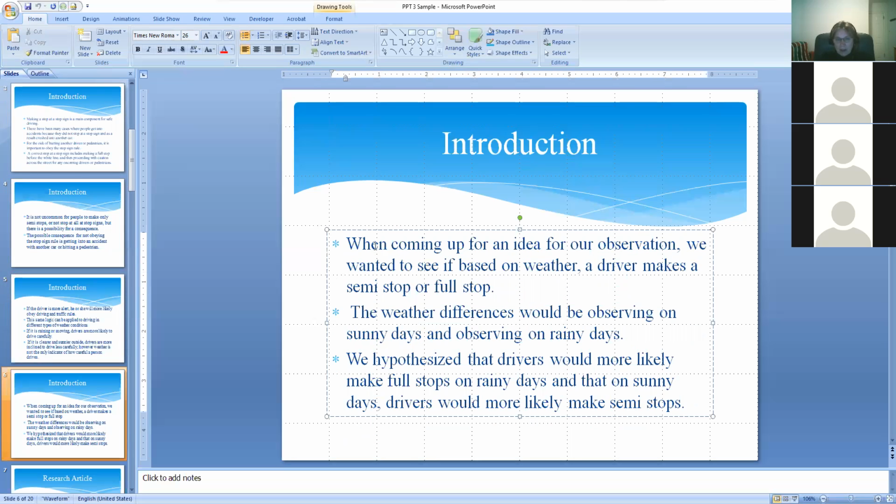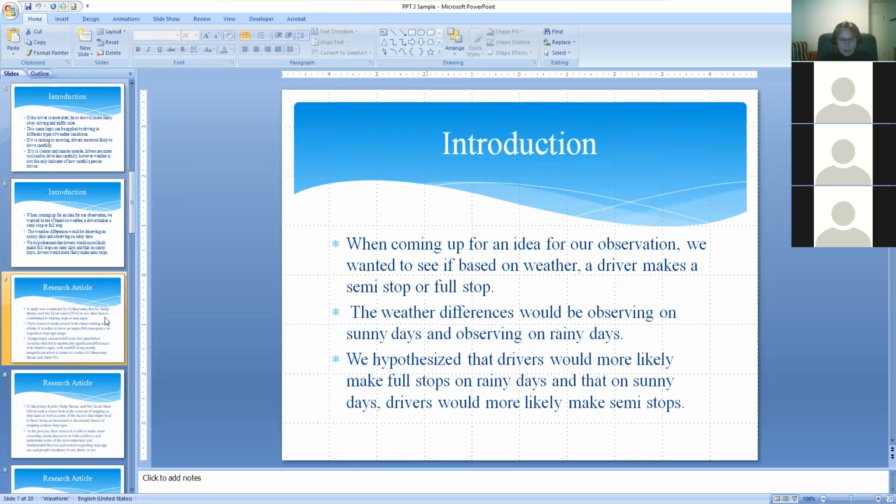So here is, they say what their claim is. When coming up for an idea for our observation, we wanted to see if based on whether a driver makes a semi-stop or full stop. Okay, and here is their predictive variable, right? So we hypothesize that drivers, so this is their last paragraph of the introduction. It's just presented again a bit too wordy. Good.